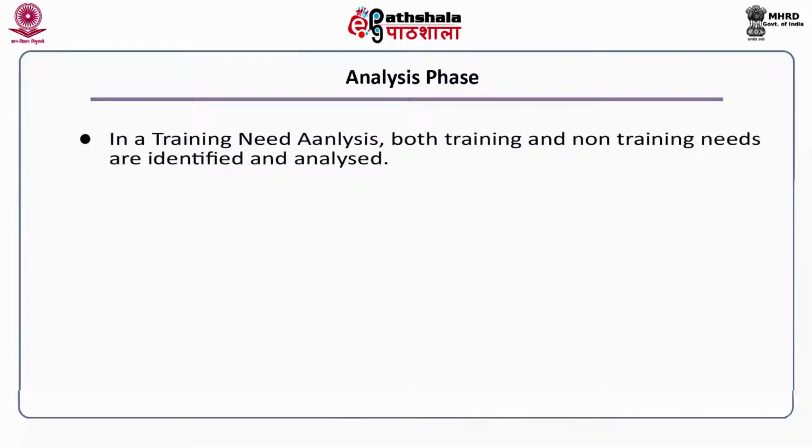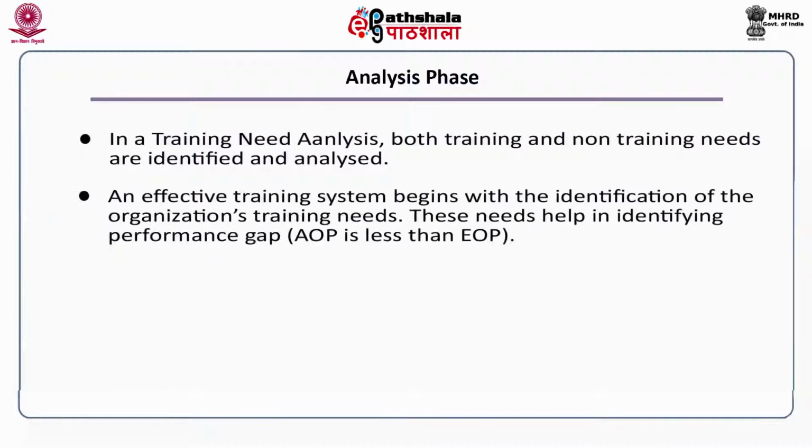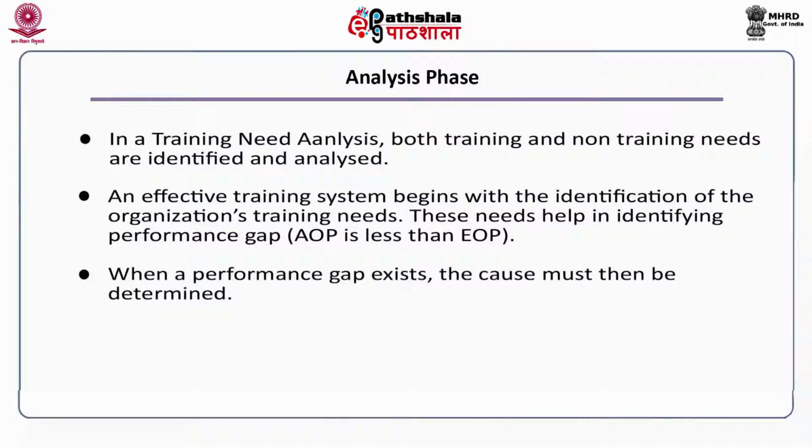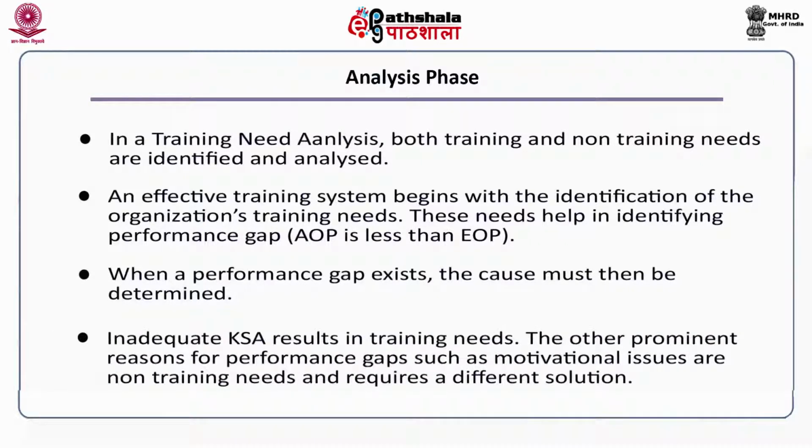In a training need analysis, both training and non-training needs are identified and analyzed. An effective training system begins with the identification of the organizational training needs. These needs help in identifying the performance gap, that is, when AOP is less than your EOP. When a performance gap exists, the cause must then be determined. Inadequate knowledge, skill, and ability results in training needs. The other prominent reasons for performance gaps, such as motivational issues, are non-training needs and require a different solution.